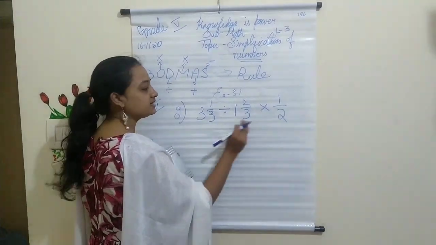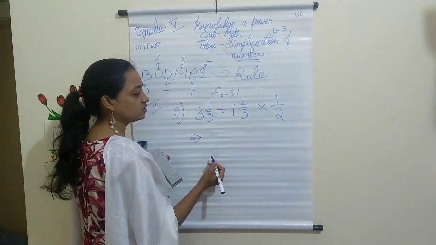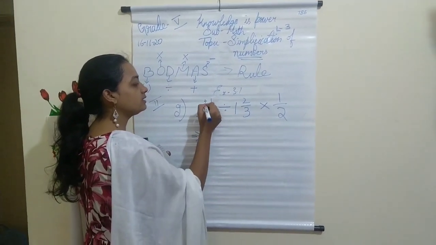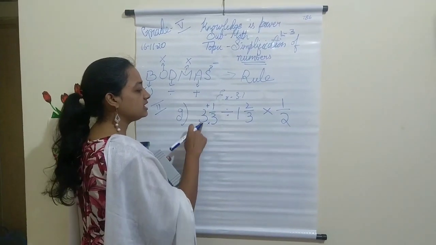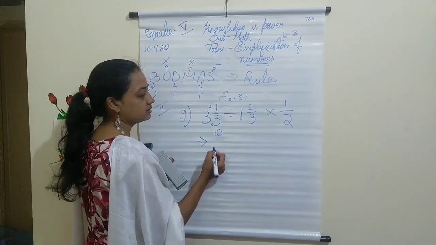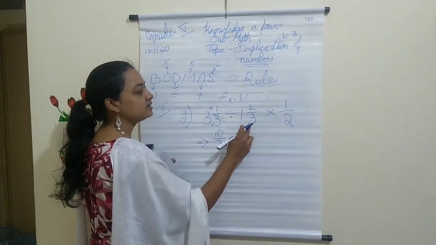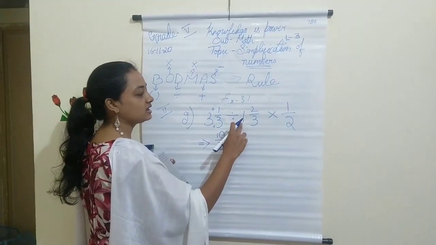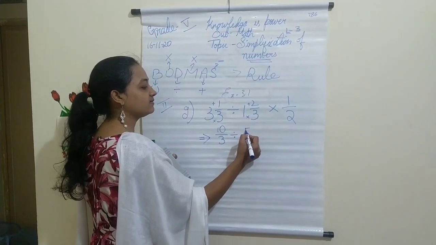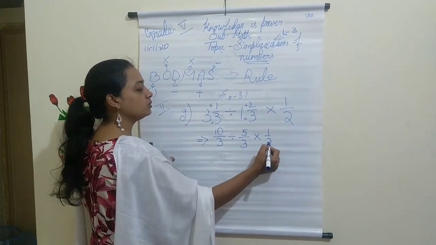You can see a mixed fraction here. First convert it to improper fraction. How to do that? Multiply this number, add it with the numerator. 3 3s are 9 plus 1, 10. 10 by 3 divided by the same thing: 3 1s are 3 plus 2 is 5. 5 by 3 into 1 by 2.